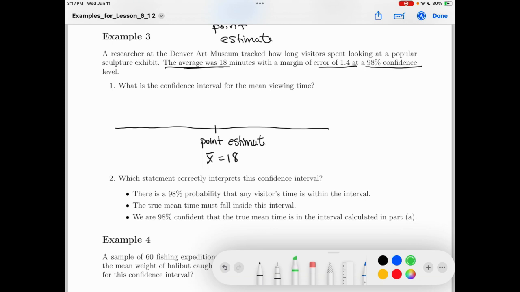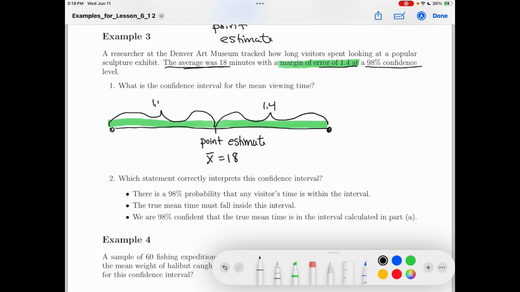Then, since the margin of error is 1.4, we need to come out 1.4 in each direction. So for the distance out to the upper bound, we need to add 1.4. And then coming out to the lower bound, we need to subtract 1.4. That way the distance from the upper and the lower bound to the point estimate is 1.4.